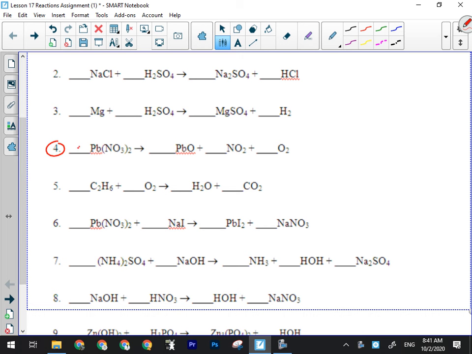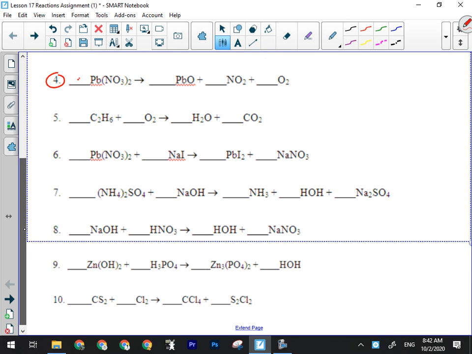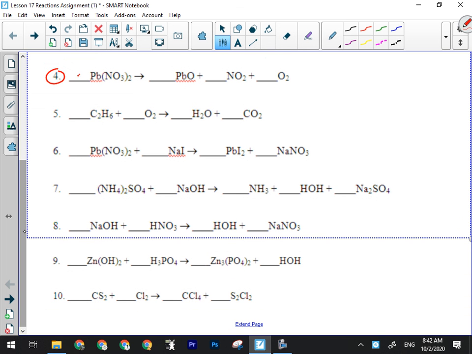My suggestion here would be that you probably need to start this reaction here with a 2. And from there, I would balance the nitrogens. I think the rest are all pretty straightforward. I mean, number 7's a little bit tricky, but it's not too bad.